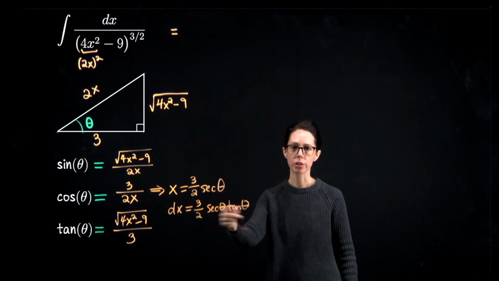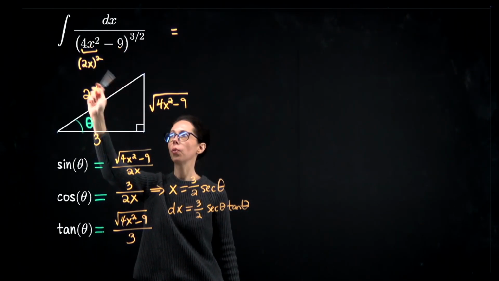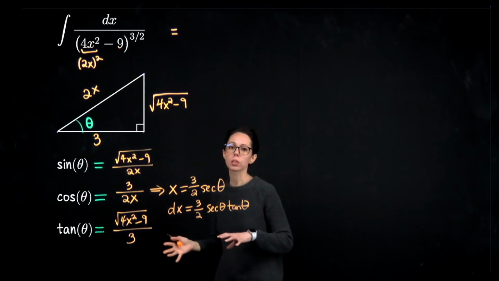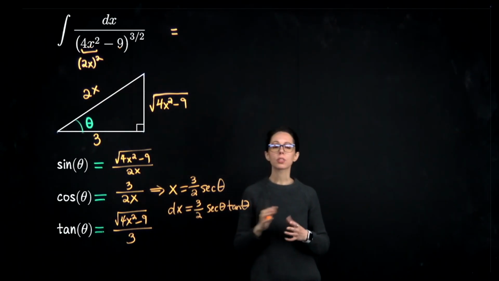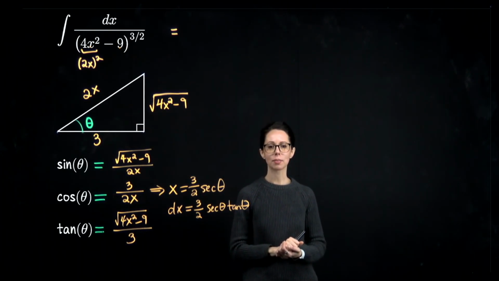We know how we're going to replace dx, but how are we going to replace 1 over (4x squared minus 9) to the 3/2 power? So that's like the square root cubed. So work out what trig might be relevant there, and then I will come back and finish this computation.